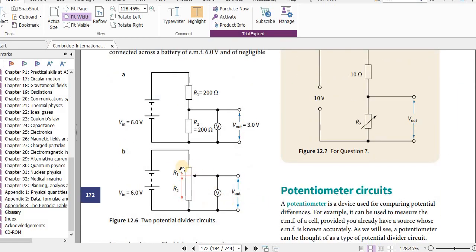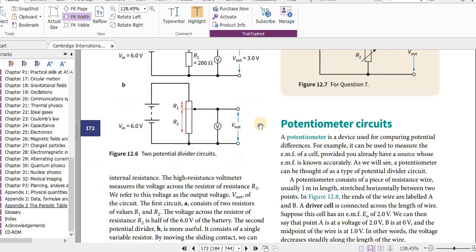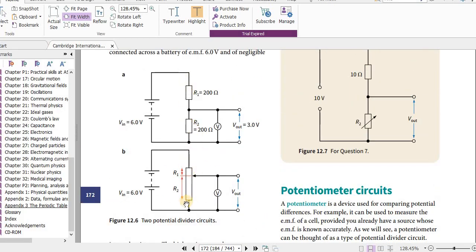Okay, so that is what we have here. Each is connected across a battery of EMF 6.0 volts and of negligible internal resistance. Two potential divider circuits, this and this. See here, this sliding contact can be moved up and down.